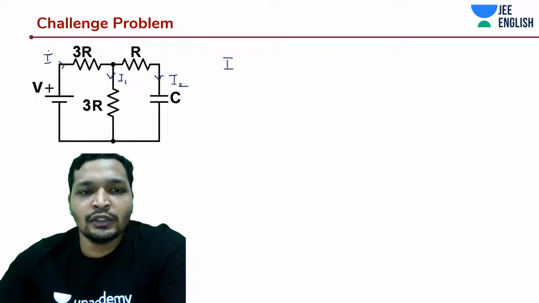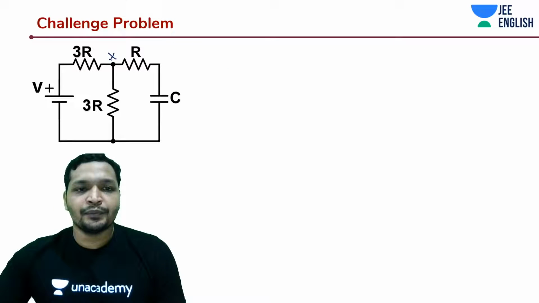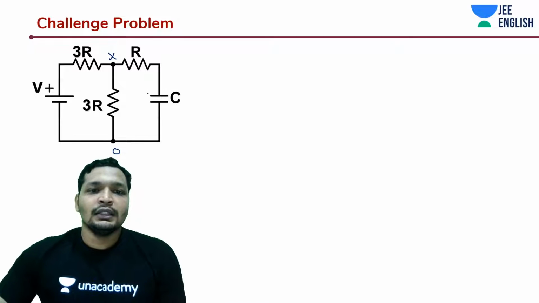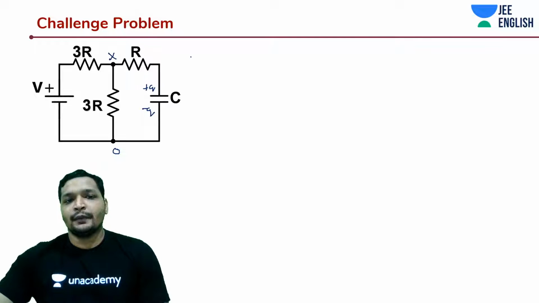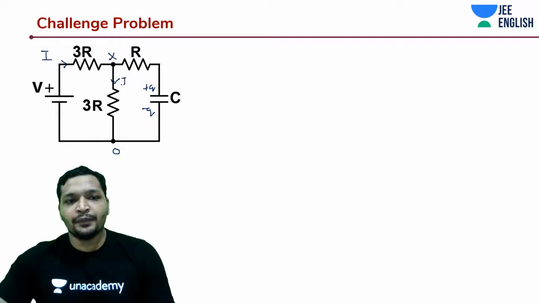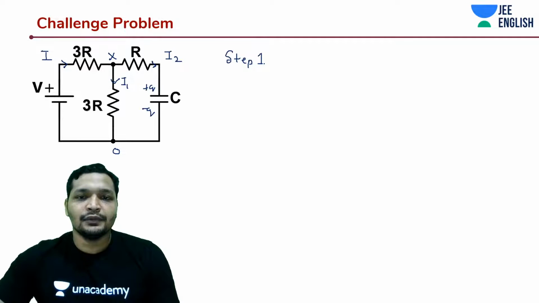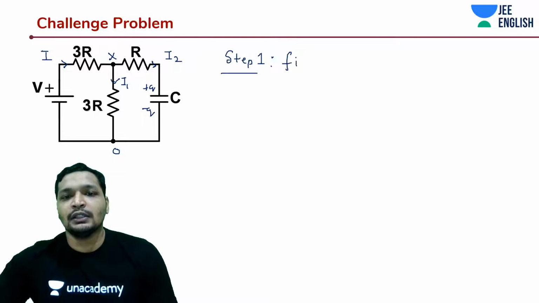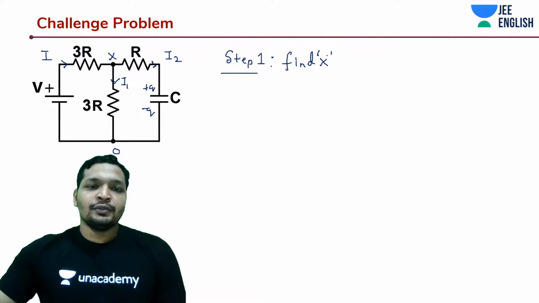I is equal to I1. So, step number 1, x and 0. I'm going to go step by step. Let's not hurry. So step 1: this is x, this is 0, this is plus q and this is minus q, and this is V. That is all we need to do, and we need to write down this current I, and this is going to be I1 and this is going to be I2. Step 1, find x. You should be accustomed by now, I guess. In fact, I am accustomed too much to this. Find x and what it should be now.